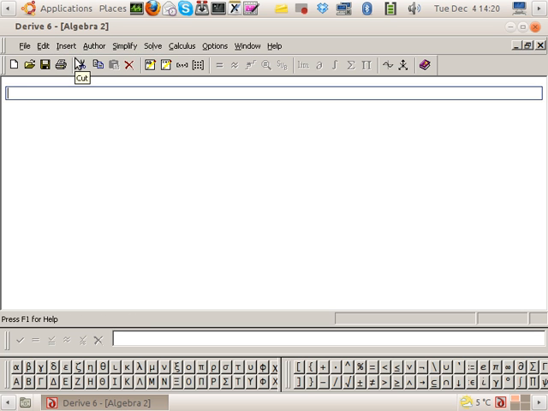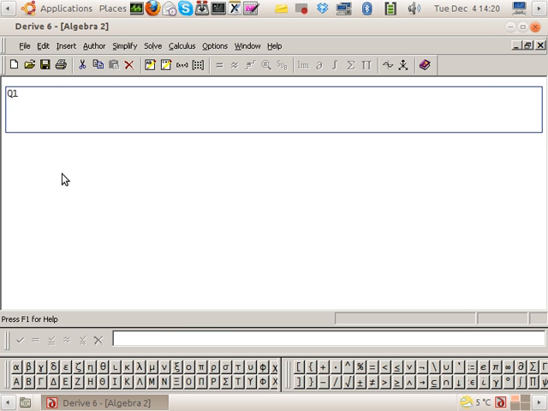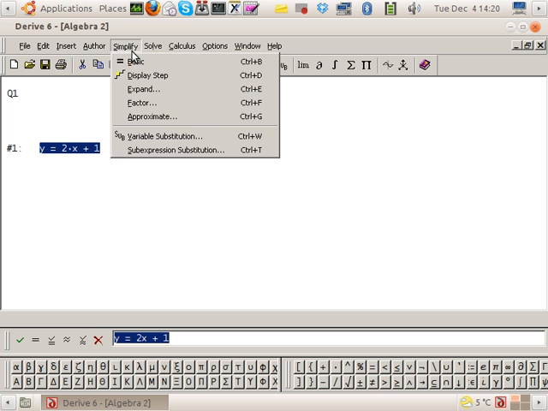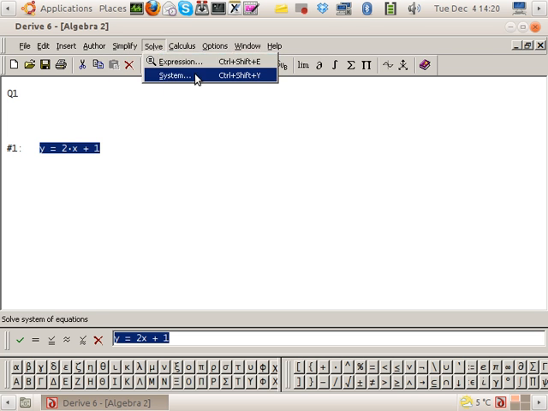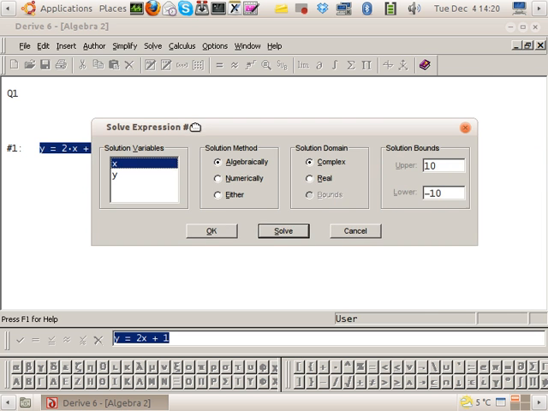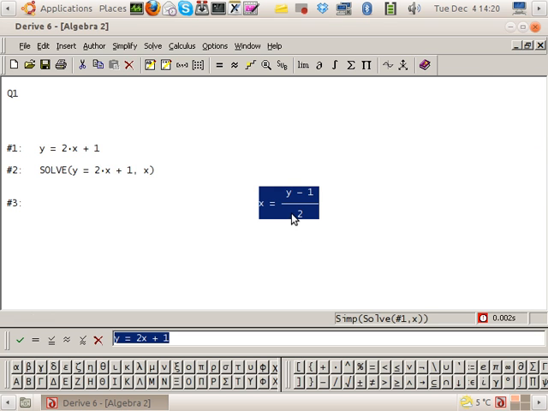So worksheet 2, question 1. Make x the subject in the formula instead of y. So I have y equals 2x plus 1. Now it says make x the subject, so that means you want to solve for x. So you go solve expression. Now you're solving for x. So solve. Now, you get this as the answer.